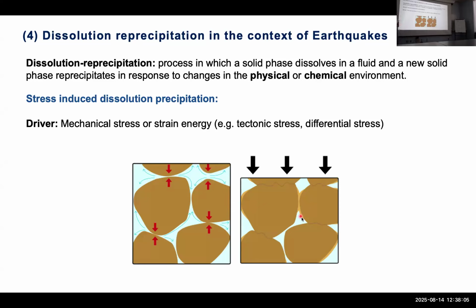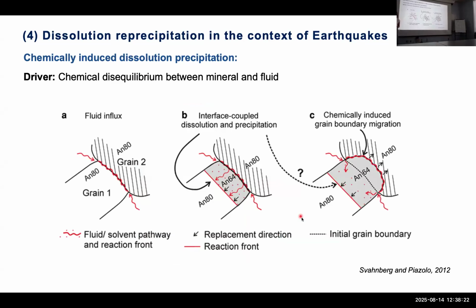In the case of the physical environment, this is usually driven by stress. So we can have dissolution along faces with high stresses, and then the mineral reprecipitates along regions of low stress. But it can also be chemically induced. If you introduce a fluid that is in disequilibrium with the minerals that are present, the fluid can dissolve the minerals and reprecipitate a new phase that is in equilibrium.